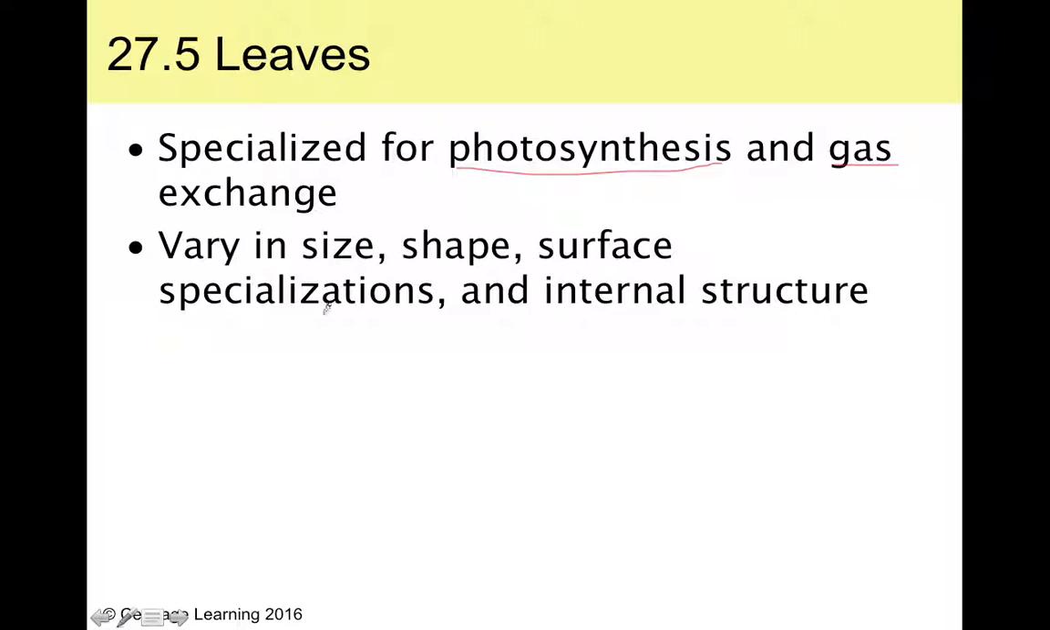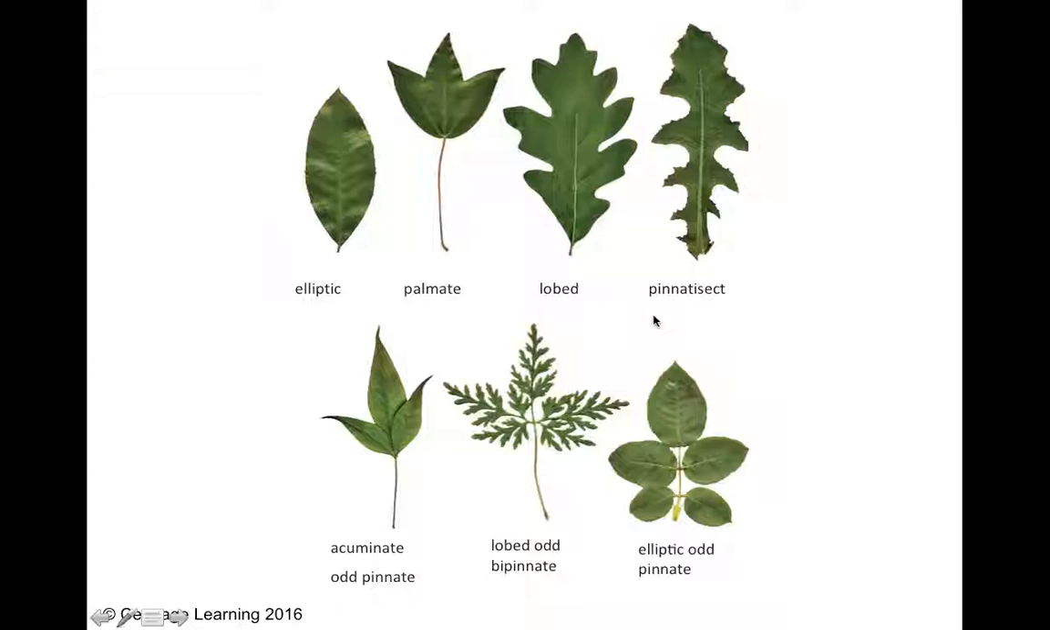Leaves vary in size, shape, and surface specializations, of course. Every leaf is different, and their internal structures vary a little bit as well. So, there are several different ways to describe leaves. These are just a few. Elliptic is this kind of oval sort of shape. If they're a palmate leaf, there are leaflets that radiate out like fingers from a palm. Lobed or lobate has these sorts of lobes in one leaf.